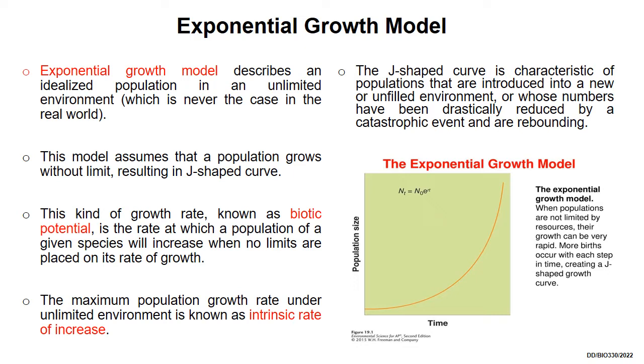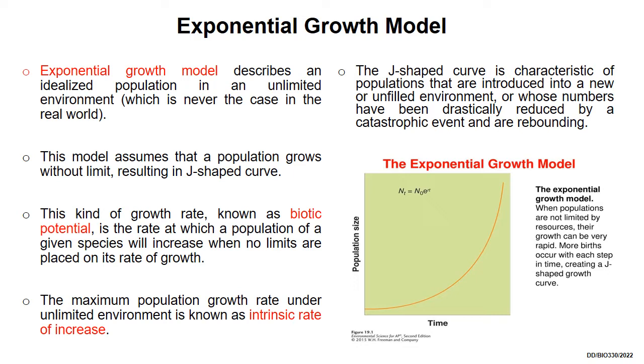This kind of growth rate is known as biotic potential, in an unlimited environment. Biotic potential is the rate at which a population of a given species will increase when no limits are placed on its rate of growth. It keeps growing. The maximum population growth rate under an unlimited environment is known as the intrinsic rate of increase, and the J-shaped curve is a characteristic of populations that are, first, introduced into a new or unfilled environment, and second, whose numbers have been drastically reduced before by a catastrophic event and now are rebounding again.